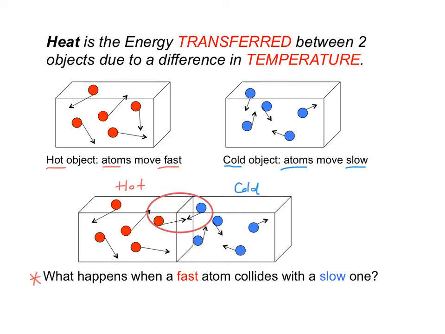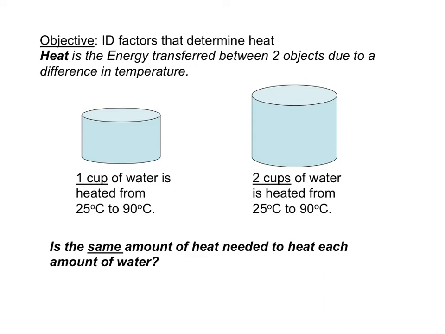Stop the video and answer this question. And the answer is there's a transfer of energy between the fast atom and slow atom. The fast atom moves slower and the slow atom moves faster. That means the hot object cools down and the cold object warms up. At some point, thermal equilibrium is reached. All the atoms are moving at the same average speed. Our definition of heat is the energy transferred between two objects due to a difference in temperature.